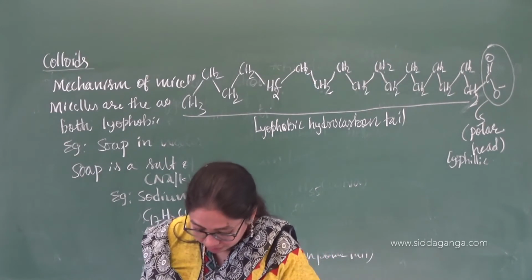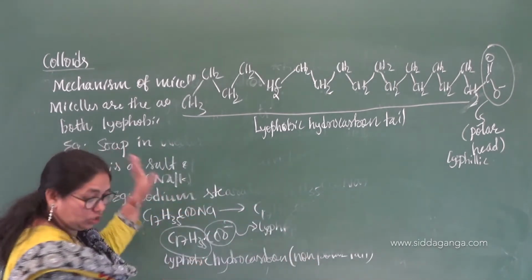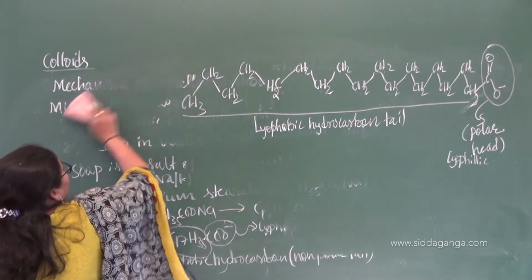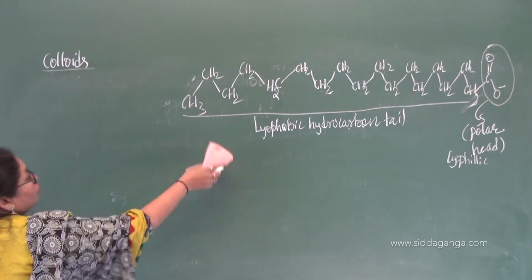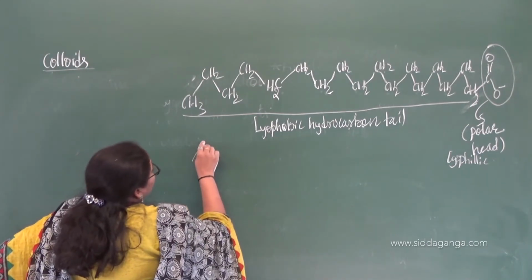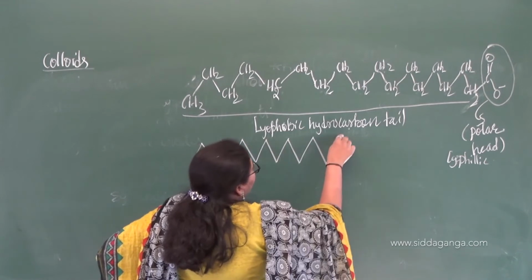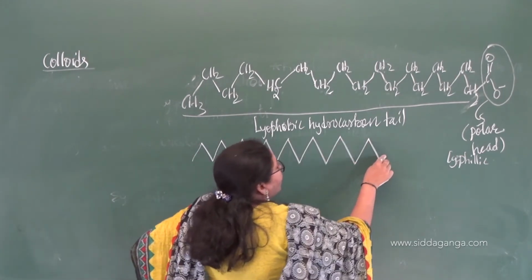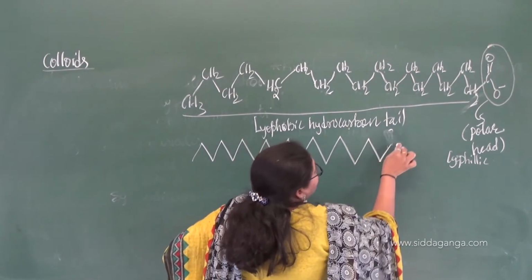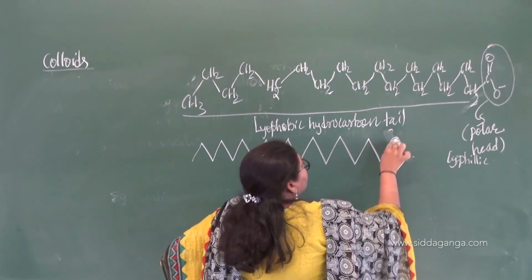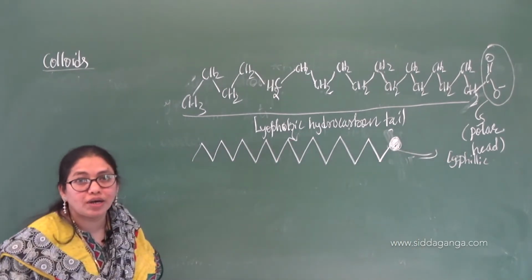So now I will show how this will form a micelle, right? So if you take the structure, understood this one? Yes, shall I rub it? So simply you can write this like this also, condensed formula. 1, 2, 3, 4, 5, 6, 7, 8, 9, 10, 11, 12, 13, 14, 15, 16, 17, right? Again, you can write like this also, COO minus, or simply you can write this head as head portion. This is the polar head. Like this also, you can represent the soap.